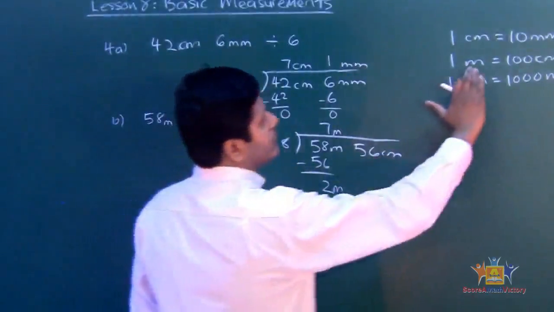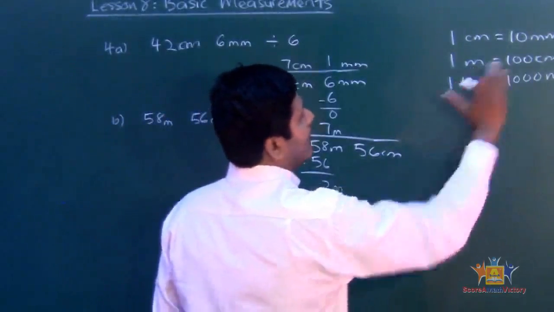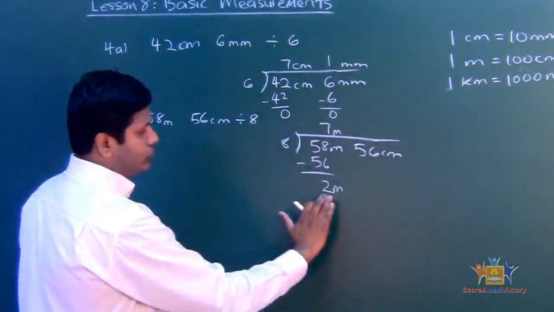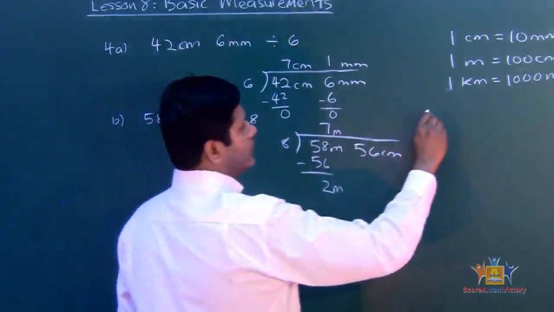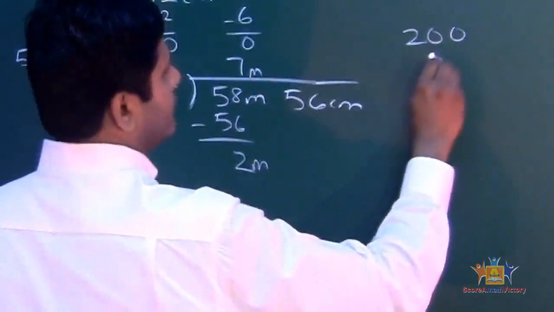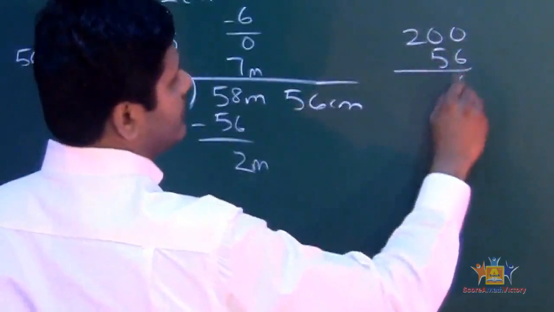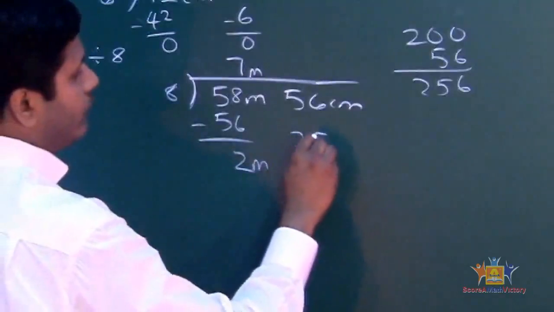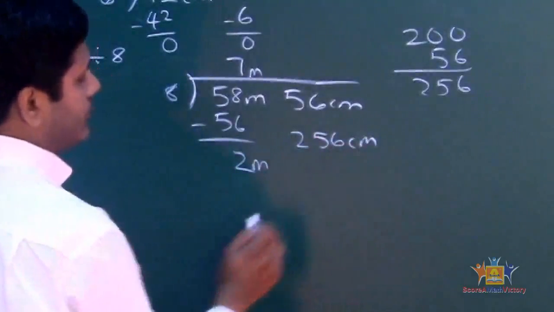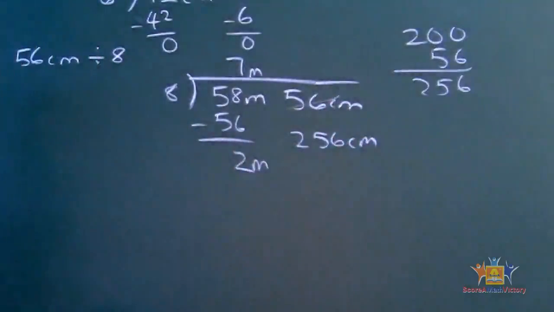So meters equals how many centimeters? 100 centimeters. So 2 meters becomes 200 centimeters. I'm going to add that to 56. So 200 plus 56 gives me 256 centimeters. Alright, I'm not going to use this, I'm going to use that one.